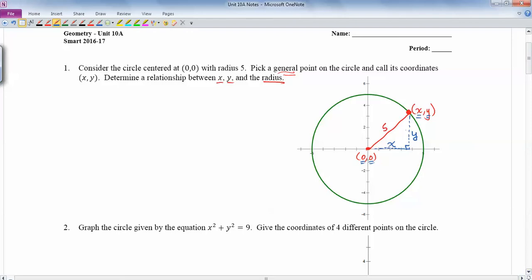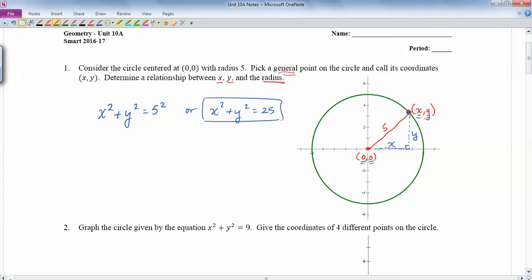If I wanted to relate x, y, and the radius, I can just use Pythag. So it's x squared plus y squared equals 5 squared, or x squared plus y squared equals 25. And the nice thing about this is this actually is the equation of the circle. The reason is because I let x, y be any point on my circle. It didn't have to be that specific one where I put it. I could have put it over here, and I still would have gotten x squared plus y squared equals 5 squared.